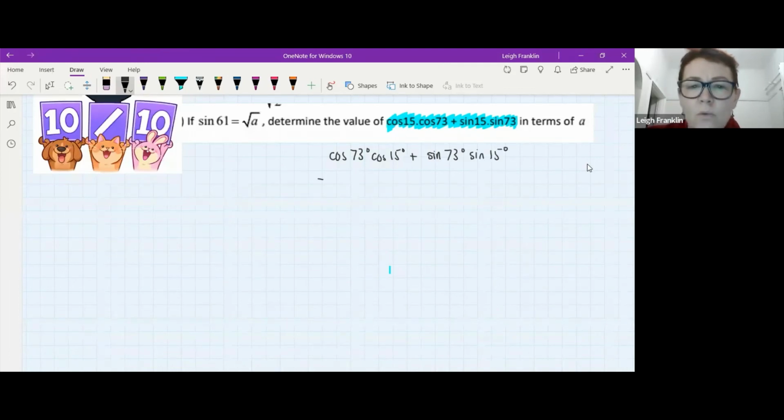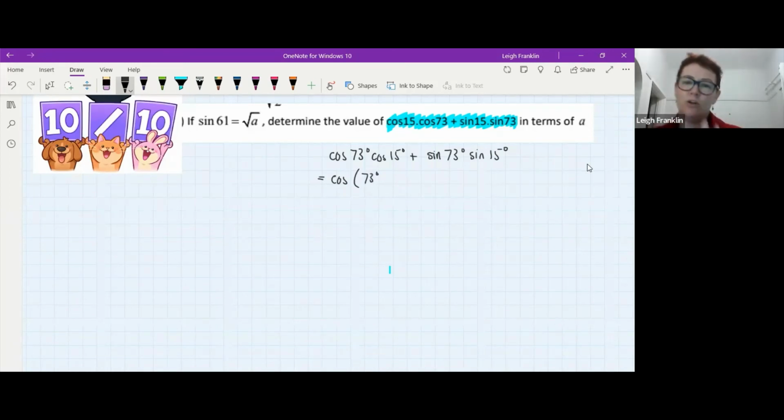The reason that I wanted to switch it around, Matrix, is because I can see that I'm going to be using my cosine compound angle. But remember, cos doesn't keep its sign, so there's going to be a minus. I don't want 15 minus 73 and then have to work with a negative angle. Although I suppose you could if you wanted to, but it's just creating more work for you. This way, I don't have to work with any negative angles.